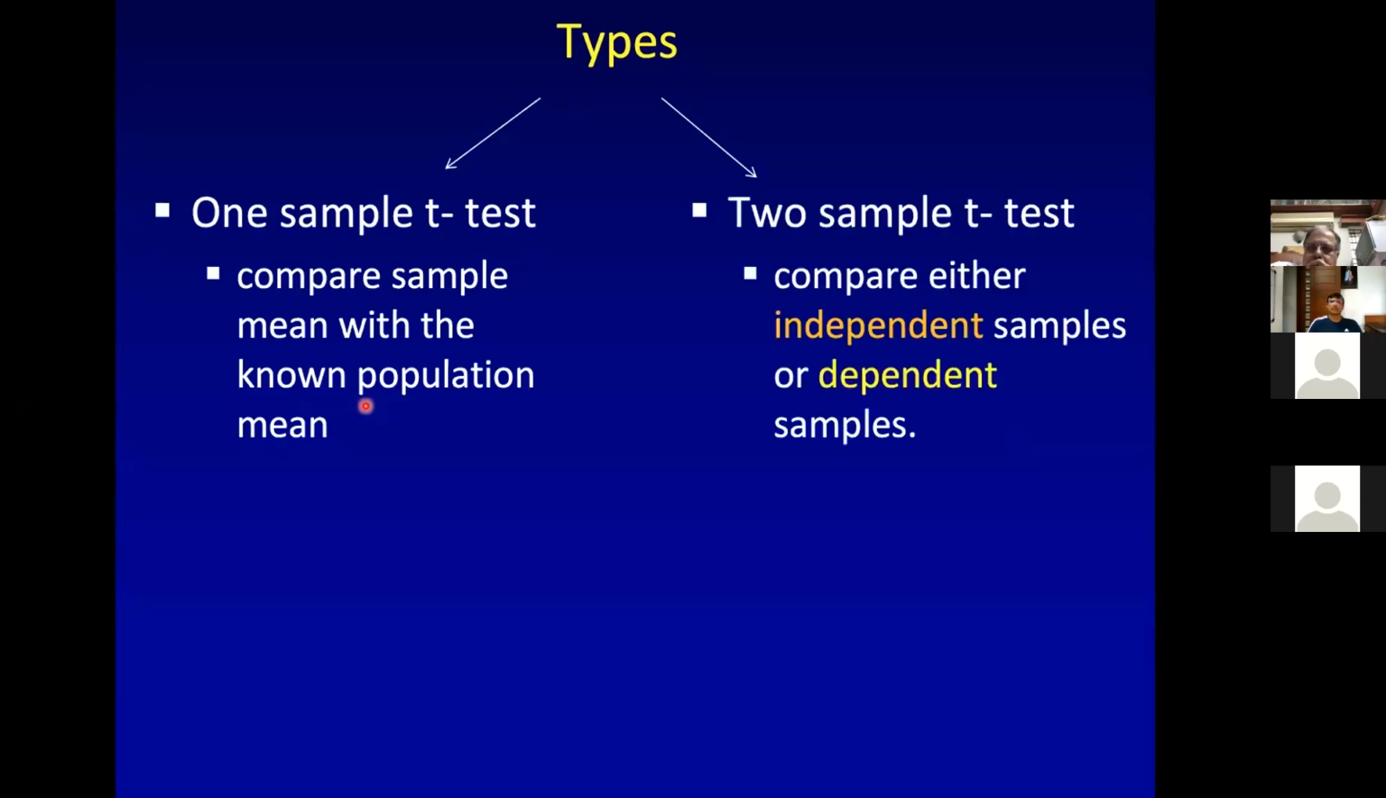But let's now discuss the 2 sample t-test, wherein we compare independent samples or dependent samples. What are these? For independent samples, we use the unpaired t-test, and for the dependent samples, we use the paired t-test. And we're going to discuss both of them just now.